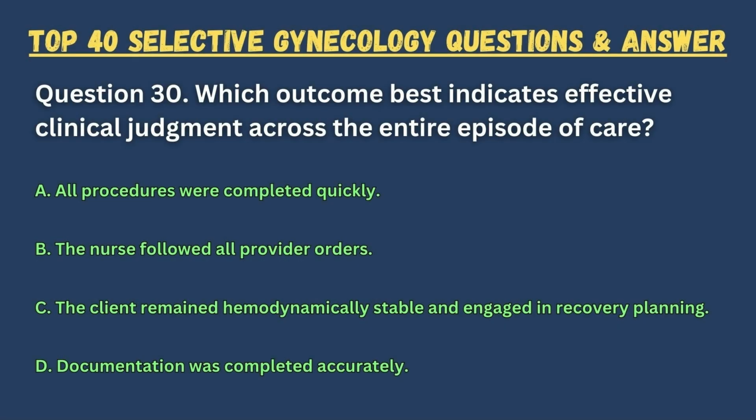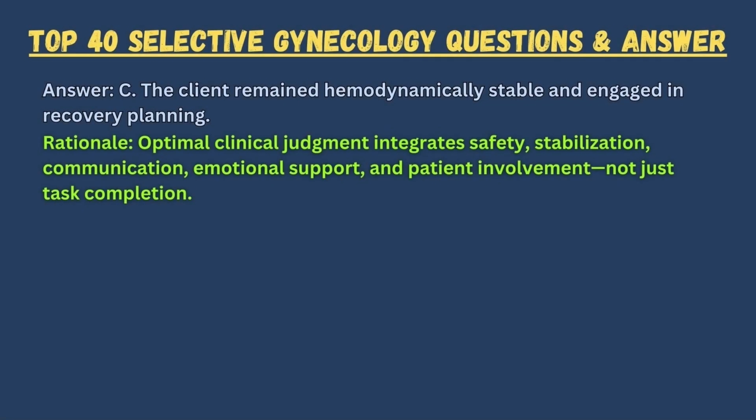Question 30. Which outcome best indicates effective clinical judgment across the entire episode of care? A. All procedures were completed quickly. B. The nurse followed all provider orders. C. The client remained hemodynamically stable and engaged in recovery planning. D. Documentation was completed accurately. Answer: C. The client remained hemodynamically stable and engaged in recovery planning. Rationale: Optimal clinical judgment integrates safety, stabilization, communication, emotional support, and patient involvement, not just task completion.